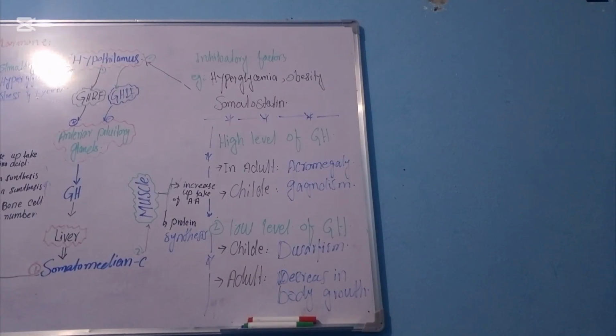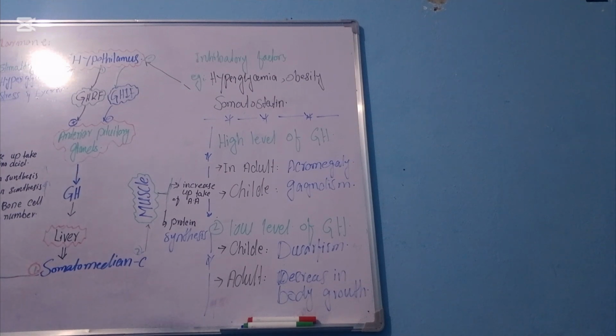All these are the functions of growth hormone. The first function is that it increases the linear growth of the bone, then it increases the muscle growth, and the third one, it increases the glucose level in the blood and also increases the resistance to insulin.